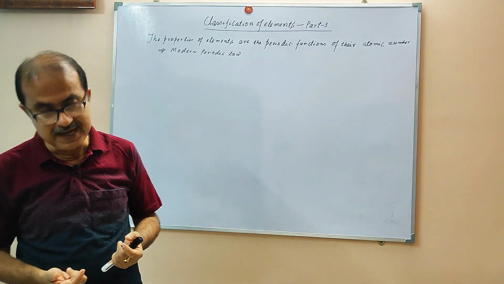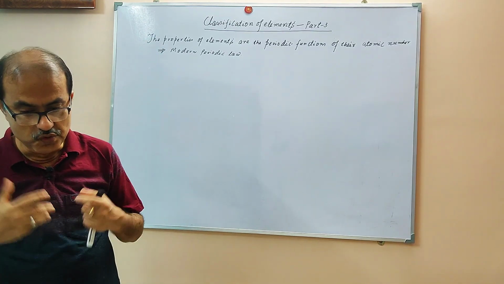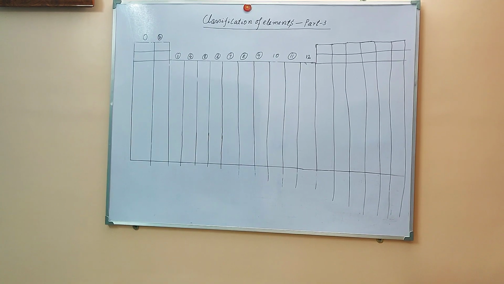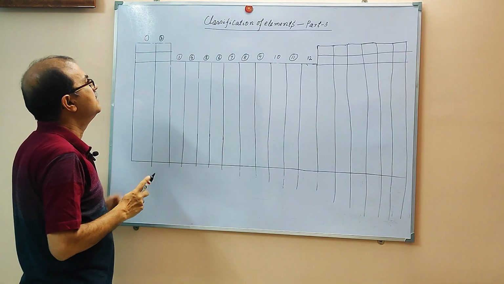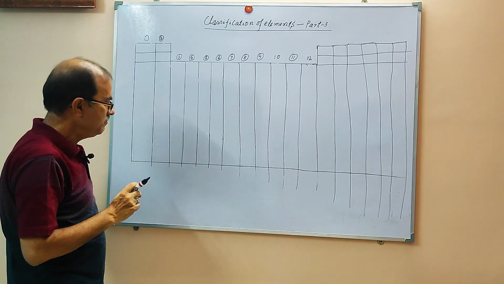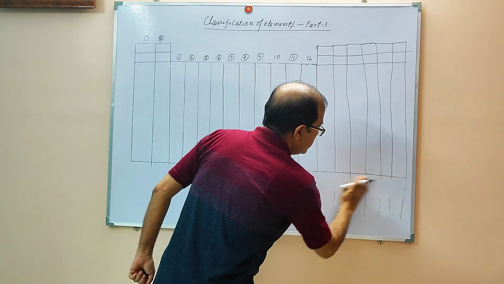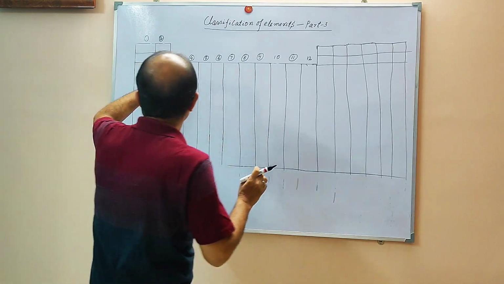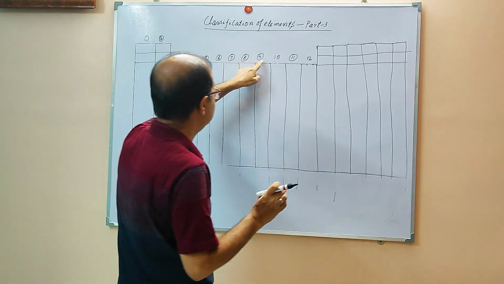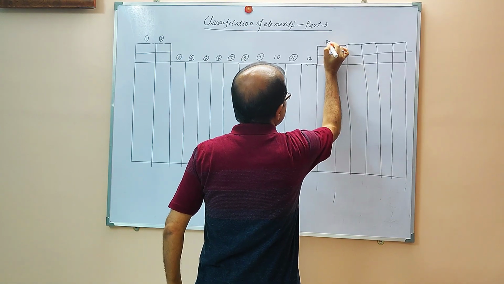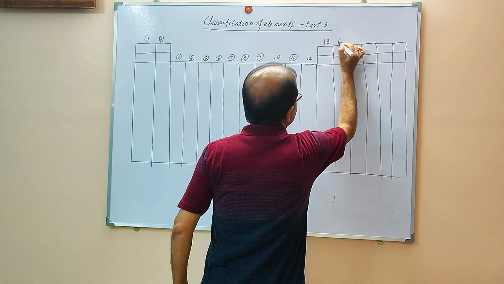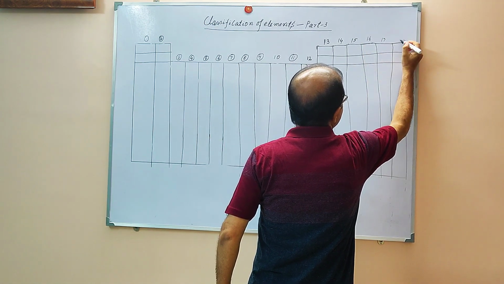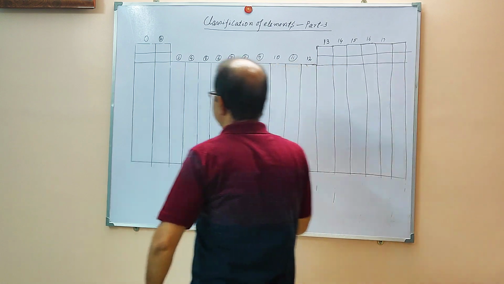So let us understand the periodic table. We will now construct the periodic table. You can see this is the periodic table, and we have to place the elements here. In the periodic table you can see there are groups 1, 2, 3, 4, 5, 6, 7, 8, 9, 10, 11, 12. Then there is 13, 14, 15, 16, 17 and 18, right?